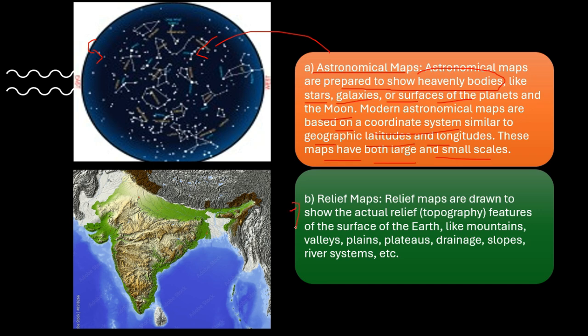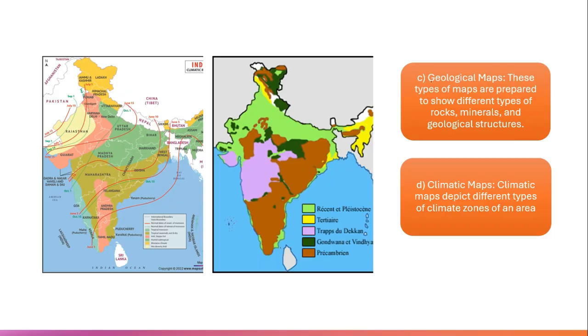The next is the relief map. Relief maps are drawn to show the actual relief and topographic features of the surface of Earth. Here at the left side you can see the relief map of India, where you can see where the land is highly elevated in India and where there is a depth. This relief map also presents the mountains, valleys, plains, plateaus, drainage, slopes and river systems. Next we have geological maps.